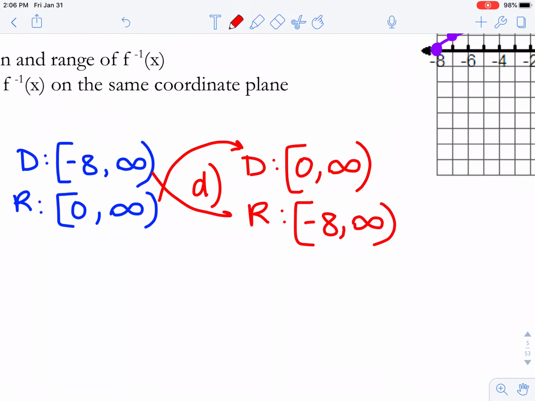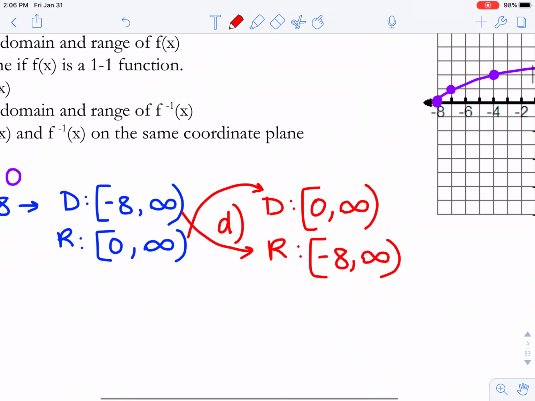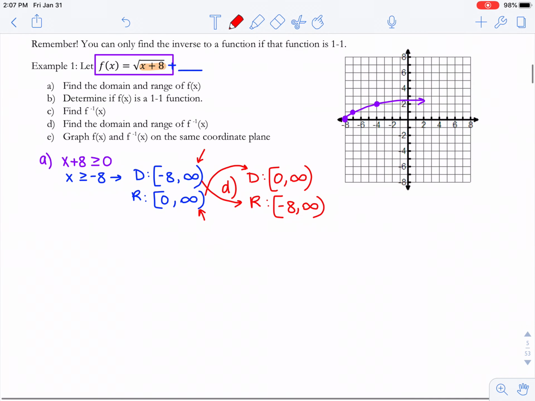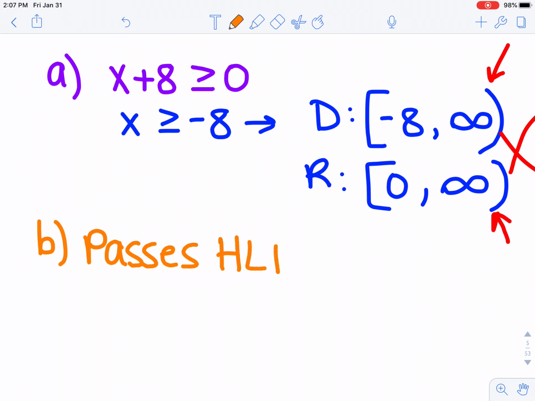Perfect, so all I did was just swap the domain and range. Again, the reason is because inverses swap their x values for their y values. So the domain is x values, the range is y values, and the inverse just swaps those. Part B, is the function 1 to 1? We can see, because it passes the VLT, not VLT, I'm sorry, the HLT, the horizontal line test, it is 1 to 1.